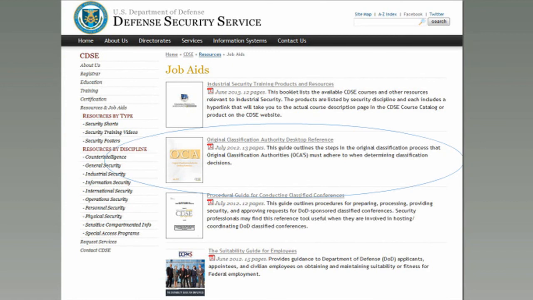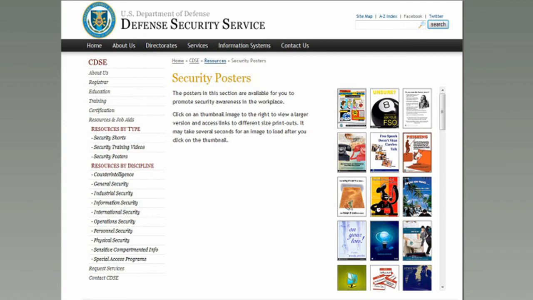CDSE also produces various job aids to assist security professionals. You'll find an original classification authority desktop reference included in the list of job aids, and this guide outlines steps in the original classification process. Finally, CDSE also produces a variety of products aimed at assisting security managers in their security awareness efforts, such as freely distributable awareness posters.